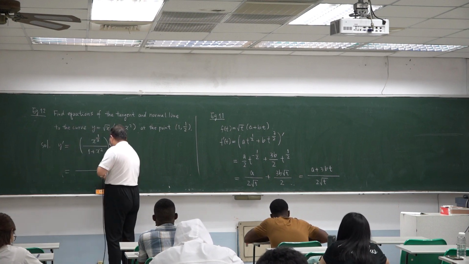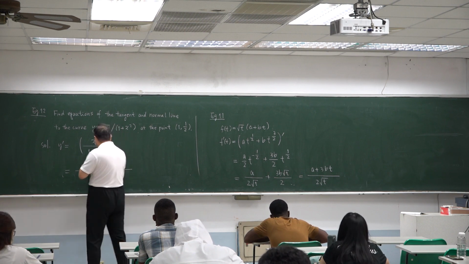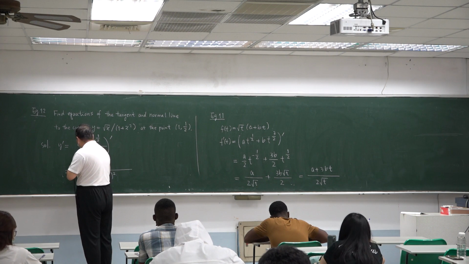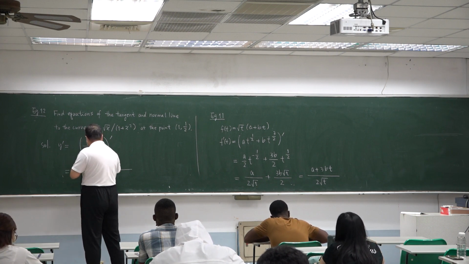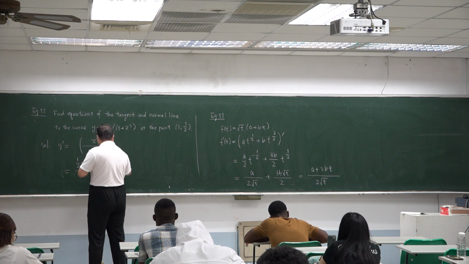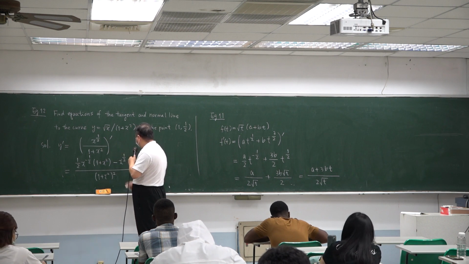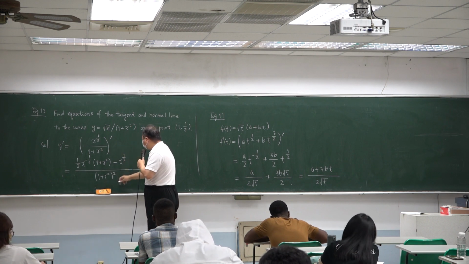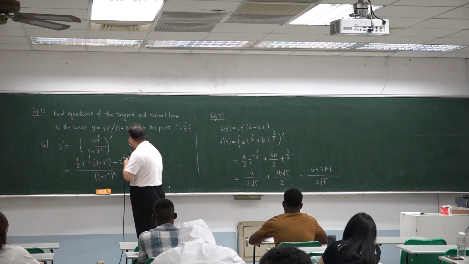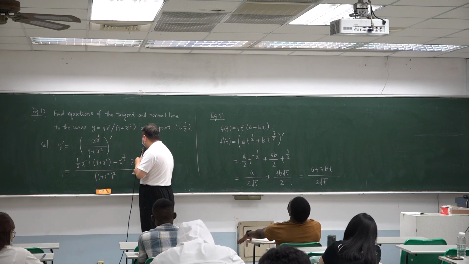Use the quotient rule. Differentiate this, keep this unchanged. Keep this without changing, and differentiate this one. 2x.